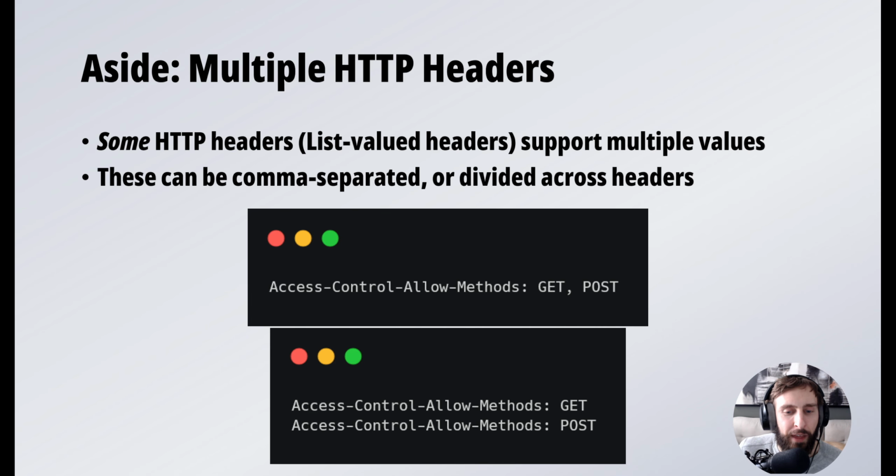Before that, just as a refresher, or maybe if it's new to you, there are many HTTP headers that can have multiple values. These are known as list-valued headers. So in this case, if you look at the screenshots, I have two examples that are equivalent. Access-Control-Allow-Methods supports multiple values, so you can either have them comma separated, or you can have them independently appear on separate lines specifying the name of that header in each situation.